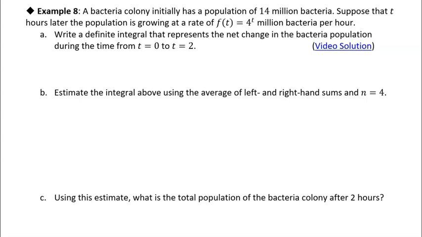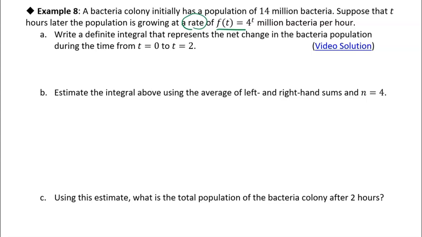All right, in this example, we have a bacteria colony that has an initial population of 14 million bacteria. And suppose that t hours later, the population is growing at a rate of f of t equals 4 to the t million bacteria per hour. Okay, so what we have is a formula for the rate at which the bacteria are multiplying, right? The population is growing.